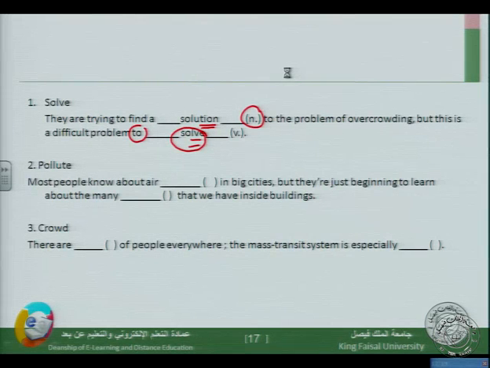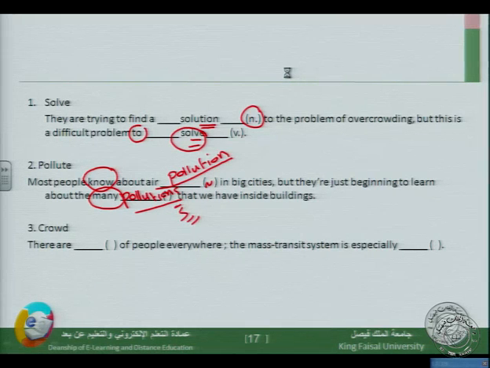Pollute. Most people know about air pollution. Because this verb cannot be two verbs in the same sentence. So most people know about air pollution, this is a noun, in big cities, but they are just beginning to learn about the many pollutions. The same one. Why did we choose pollutions twice? This also came after many. Many just comes before nouns, and the noun of pollute is pollution, and it should be pollutions because many is actually functioning with the plurals, so many makes the noun plural.